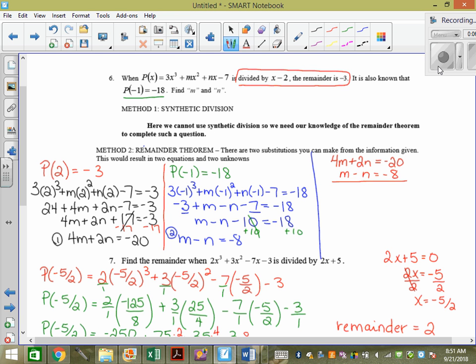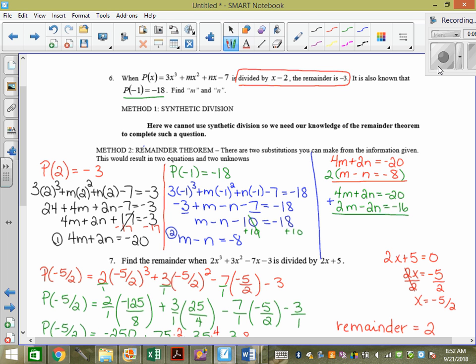Could you make the m's be the same? Multiply the bottom by negative 4? Absolutely, it'd be just fine. But I'm going to multiply the bottom by 2. And what you have to remember to do is multiply the entire bottom equation by 2, including the negative 8, which some people forgot, grade 10 all the time. So we get 4m plus 2n equals negative 20. And then we get 2m minus 2n equals negative 16. Add.